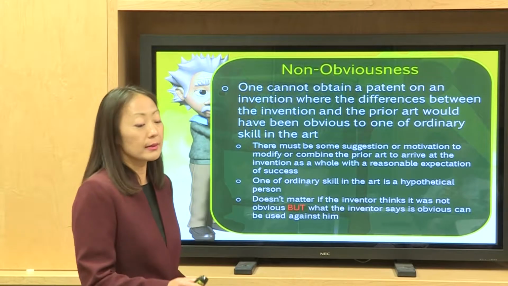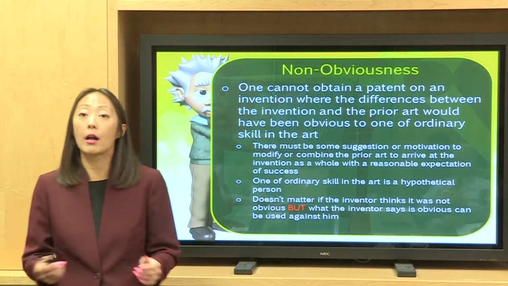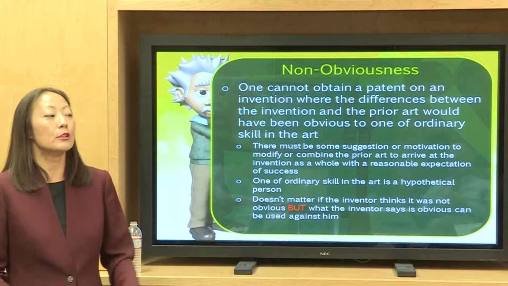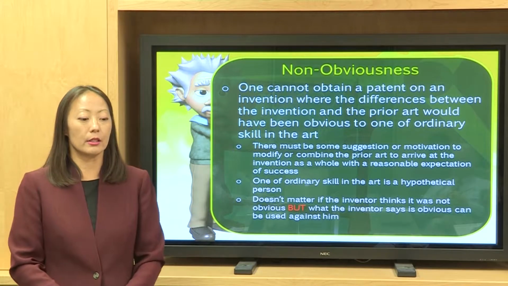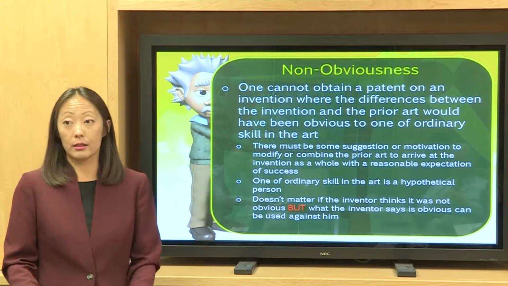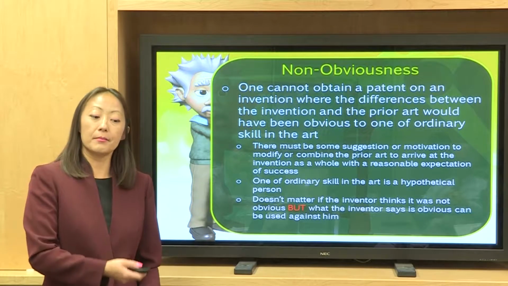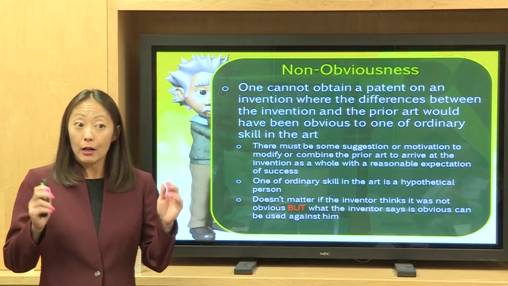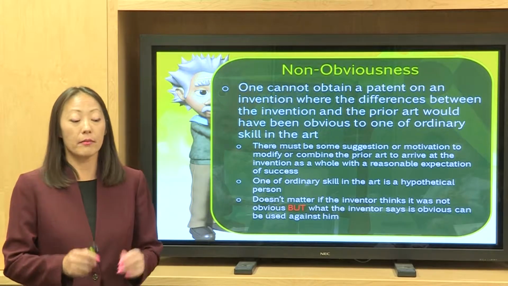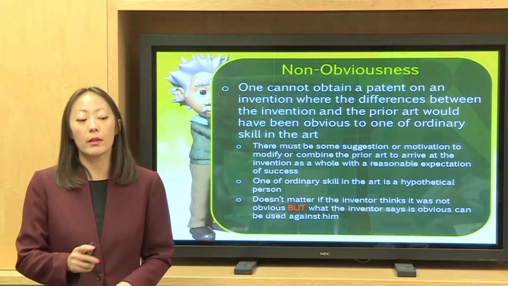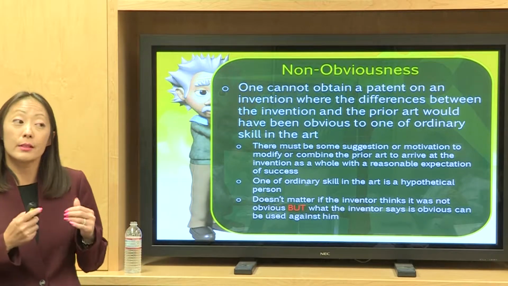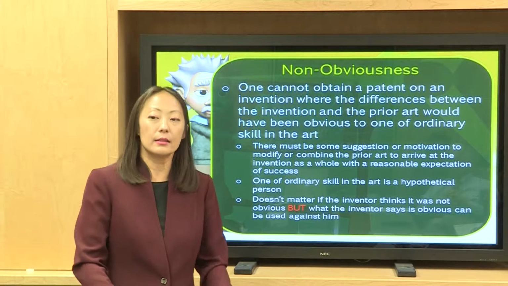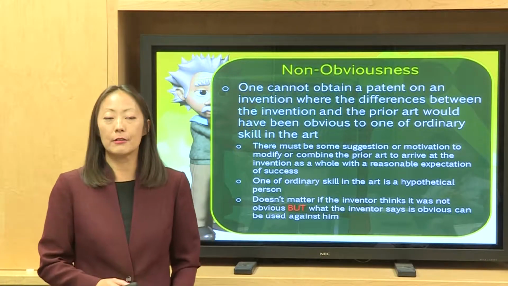Now, there must be some suggestion or motivation to modify or combine the prior art that the examiner found, that's out there, to result in your invention with a reasonable likelihood of success. It doesn't matter what the inventor himself thinks, whether or not he thought it was going to be obvious. But remember, what the inventor, yourself, says or thinks about your own invention can be used against you. And that's key for later on.